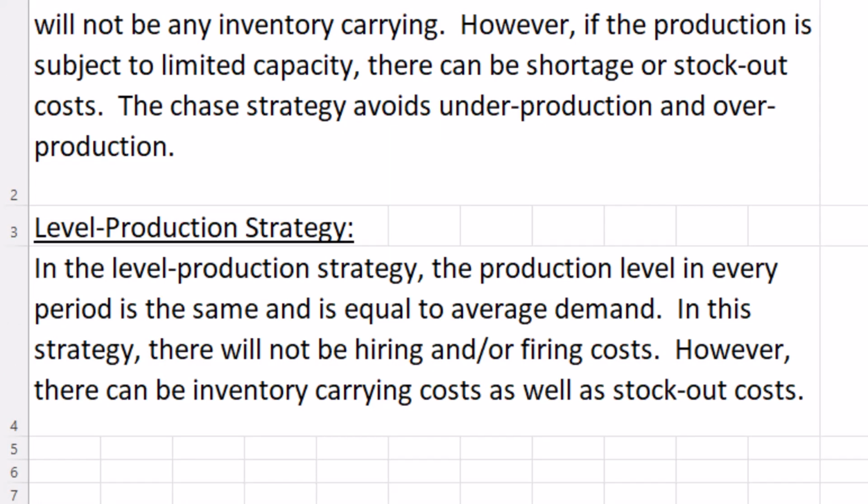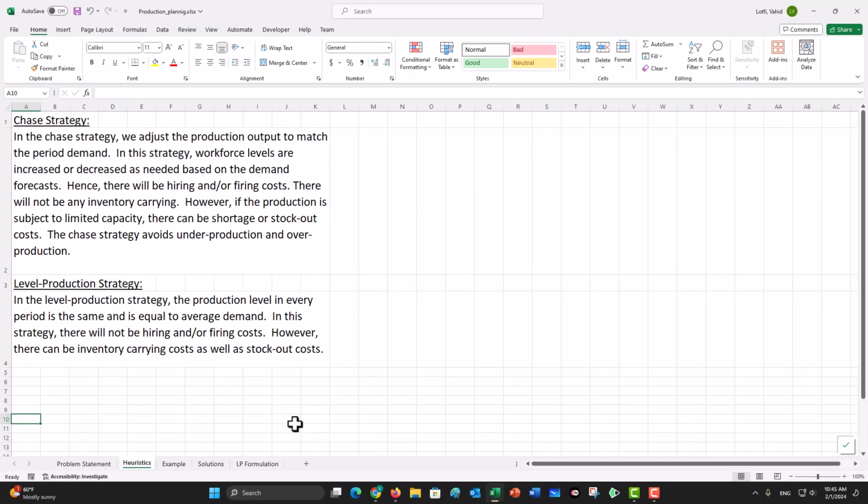Another approach or heuristic is called level production strategy. In the level production strategy, the production level in every period is the same and is equal to the average demand. In this strategy, there will not be hiring and or firing costs. However, there can be inventory carrying costs as well as stockout costs. So let's take a look at an example.